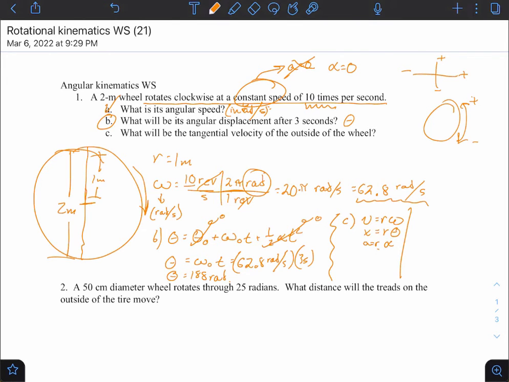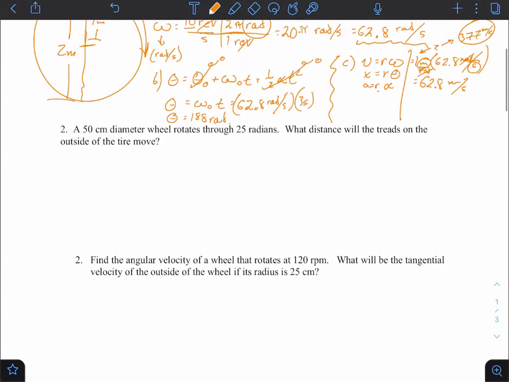So plugging it in, we know the radius is 1 meter times the angular velocity, which we calculated to be 62.8 radians per second. And that's going to give us 62.8 meters per second. And if you had a radius of 2, then you would just multiply this answer by 2, and you would have gotten 377 meters per second instead. And the reason we can do that is 1 meter is equal to 1 radius, or 1 radian, and radian will cancel out, and you're left with meters per second.